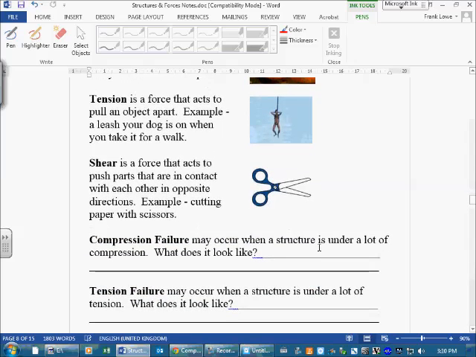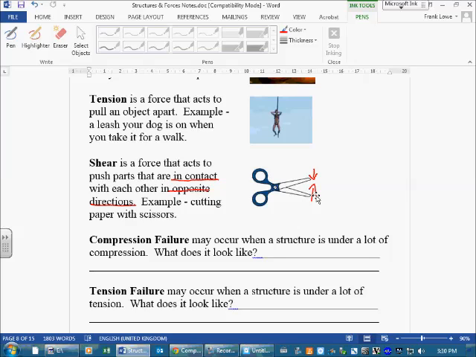Now, this last one, shear, is sometimes a little bit confusing. Shear is a force that acts to push parts of a structure that are in contact with each other, but in opposite directions. So a couple things that you need to remember here is that they need to be in contact and they need to be moving in opposite directions. Okay, so scissors is a really good example. One blade of the scissors is going one way, one is going the other way, but they are in contact. They are touching.